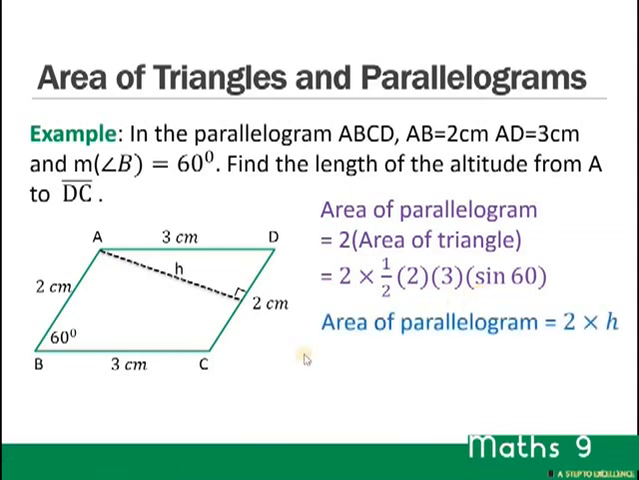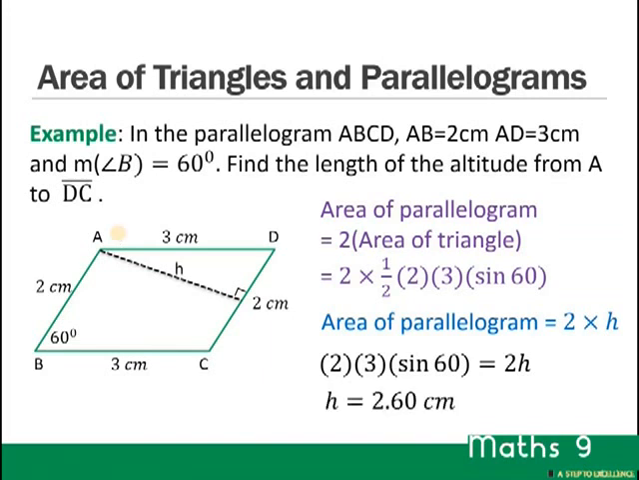And now if we use the fact that the parallelogram is base times height, then the area of the parallelogram is 2, for DC, times h. So we can say that 2 times 3 times sine 60 is equal to 2h. So h is 2.60 centimeters.